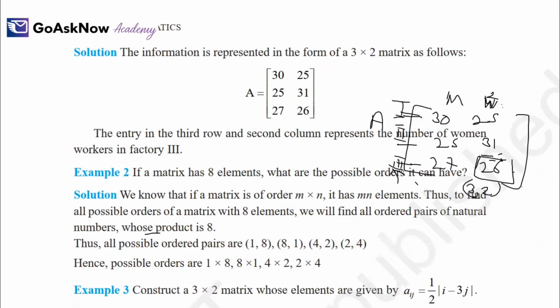So all the possible ordered pairs are 1 cross 8, 8 cross 1, then 4 cross 2, and 2 cross 4. These all are natural numbers, and the product is equal to 8. There are only these possibilities. You cannot find other possibilities for this. So, 1 by 8, 4 by 2, 2 by 4, and 8 by 1. I hope you got this question. Let's move further to the next question.